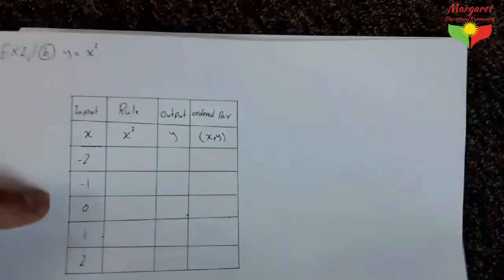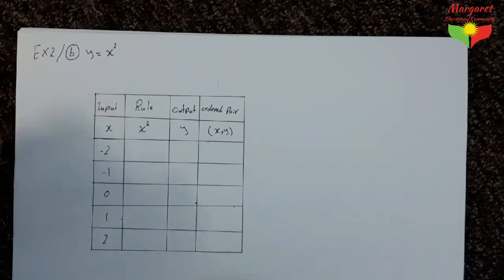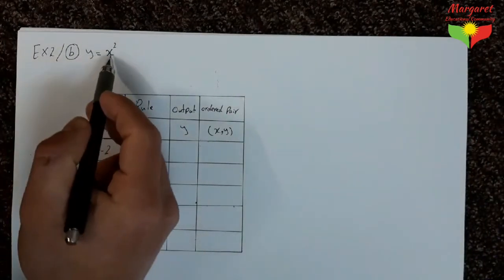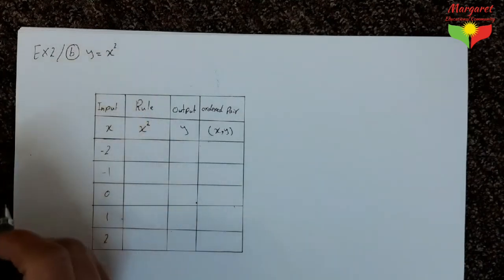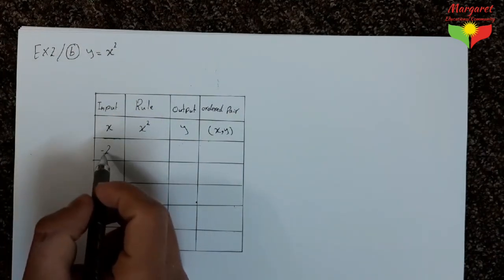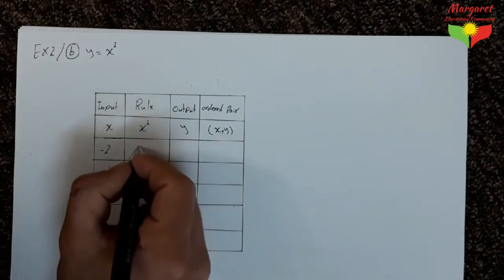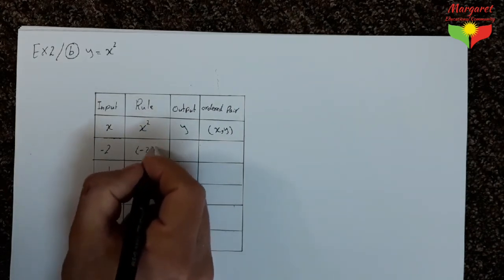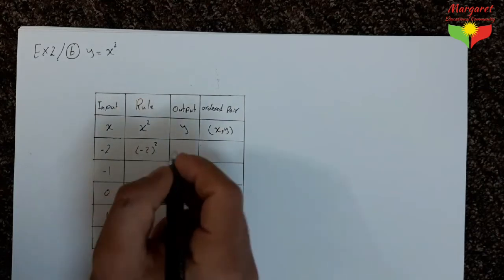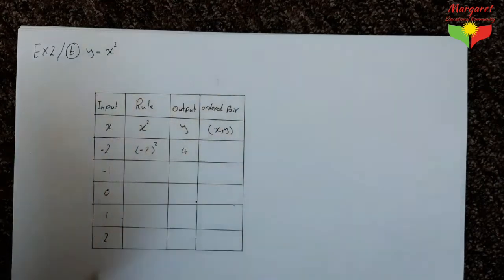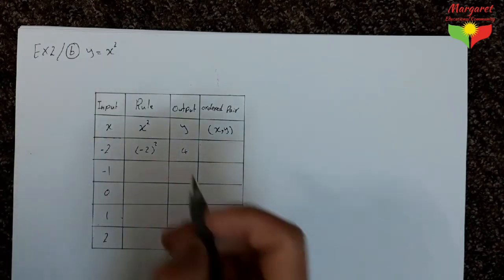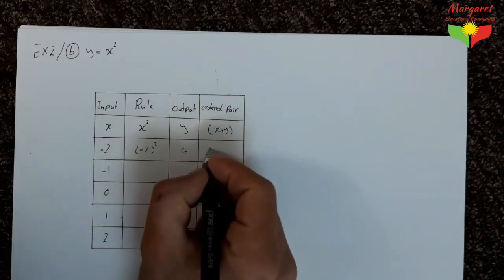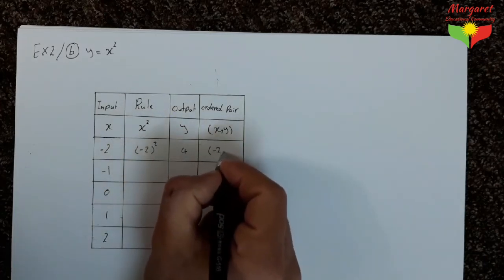Example 2, part B. The function is y equal to x square. So the function rule is x square. Substitute minus 2 for x. So we have minus 2 square. Minus 2 square equal to 4. Since minus 2 square equal to minus 2 times minus 2. Minus 2 times minus 2 equal to 4. So the order pair is minus 2, 4.